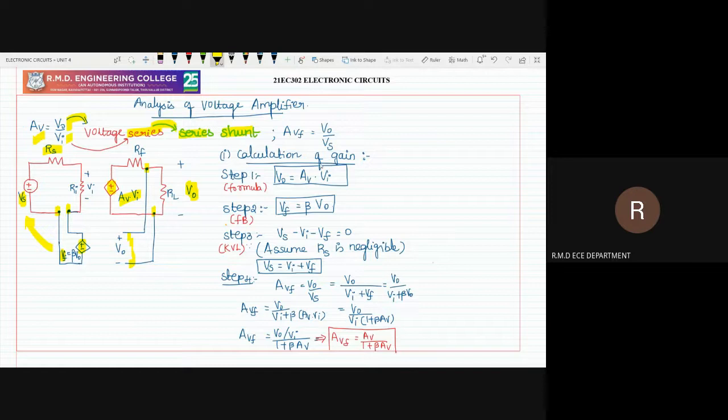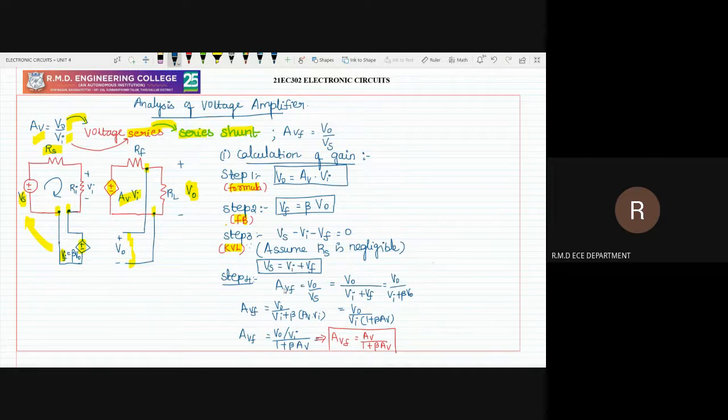Then there will be three concepts. One is to calculate the gain. Second and third are the calculation of input and output impedance. The first step for calculation of gain: by seeing the formula, you have to write the formula. Then second step, by seeing the feedback, you have to get the equation. Then step 3, you have to apply the KVL equation. So on the input side, you have to apply the KVL equation. Three voltages will be involved. Assume this RS voltage is negligible. Therefore, we are getting the equation like this.